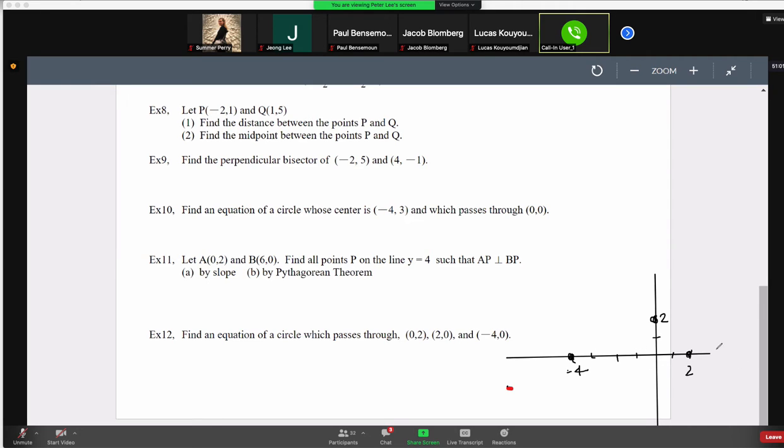Okay, so this is the x-axis and that's the y-axis, and we have three points, namely (0, 2), (2, 0), and (-4, 0). So now what is the question? The question is to find the equation of a circle which passes through these three points. So how do you get that? How do you find the equation of a circle which passes through these three points?